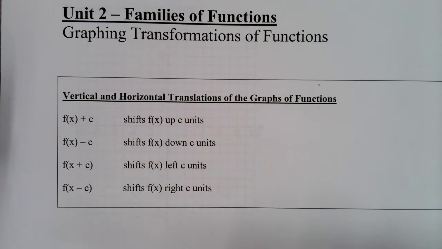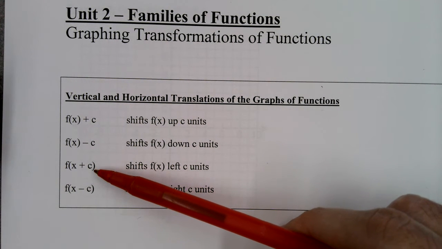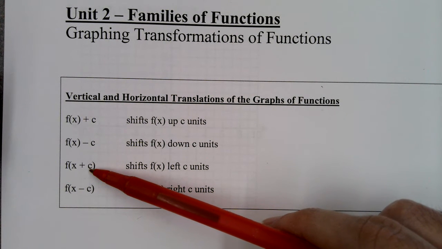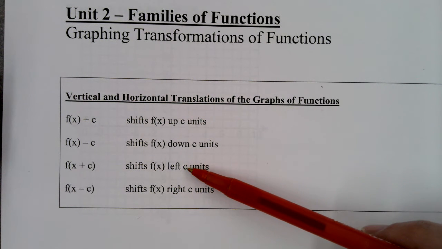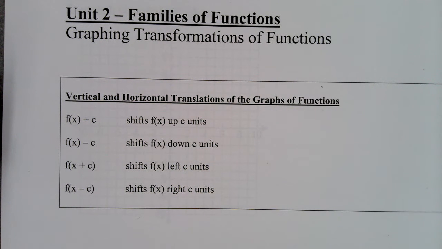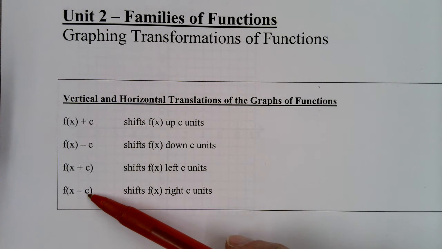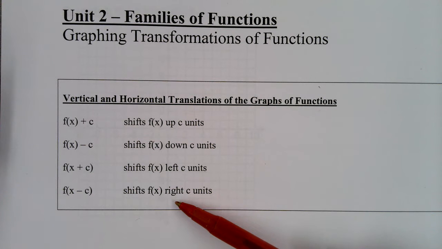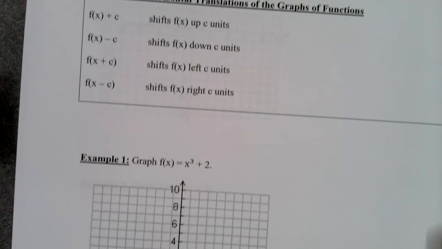Okay? If you have f of x plus c, like that in the parentheses, you may think that plus c means shift to the right, but it actually means shift to the left c units. And if you have f of x minus c in parentheses, you may think that means shift to the left, but no, it means shift to the right c units. And again, I'll explain those more when we get to the examples. Okay? So let's try an example right now.